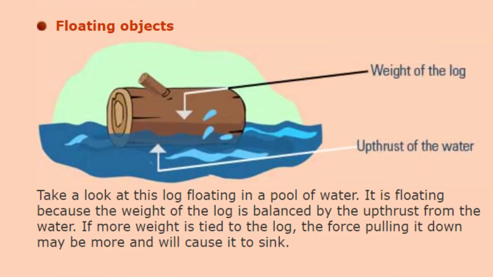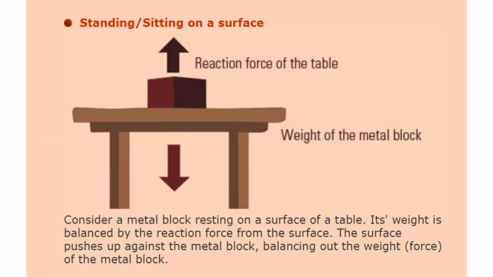Floating objects. Log in the water. Take a look at this log floating in a pool of water. It is floating because the weight of the log is balanced by the upthrust from the water. If more weight is tied to the log, the force pulling it down may be more and will cause it to sink.